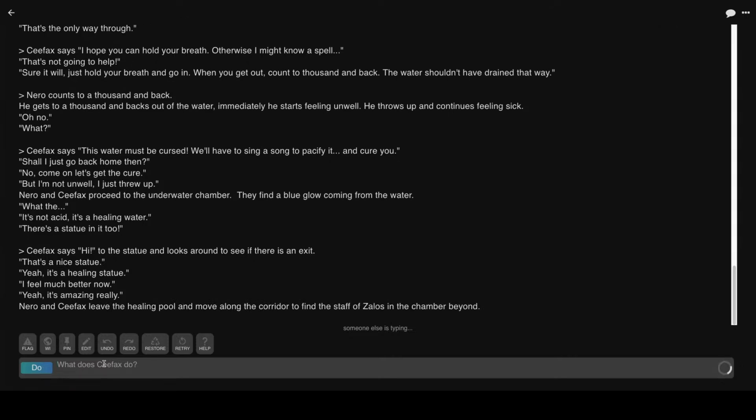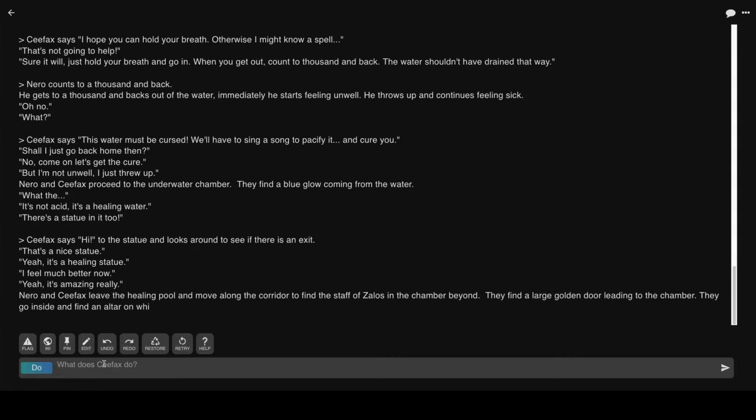Oh, it's okay, actually. Okay. Nero and Cephas leave the healing pool and move along the corridor to find the Staff of Zalos in the chamber beyond. They find a large golden door leading to the chamber. They go inside and find an altar on which are placed several magical items. Next to the items is a man dressed in black robes.